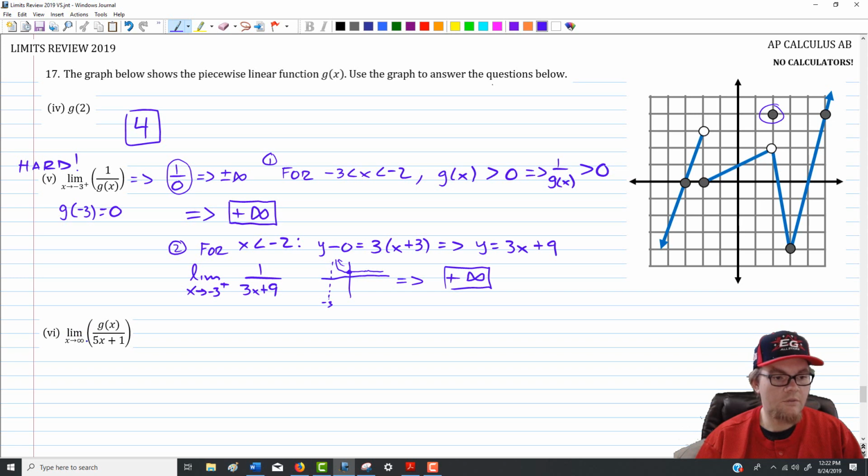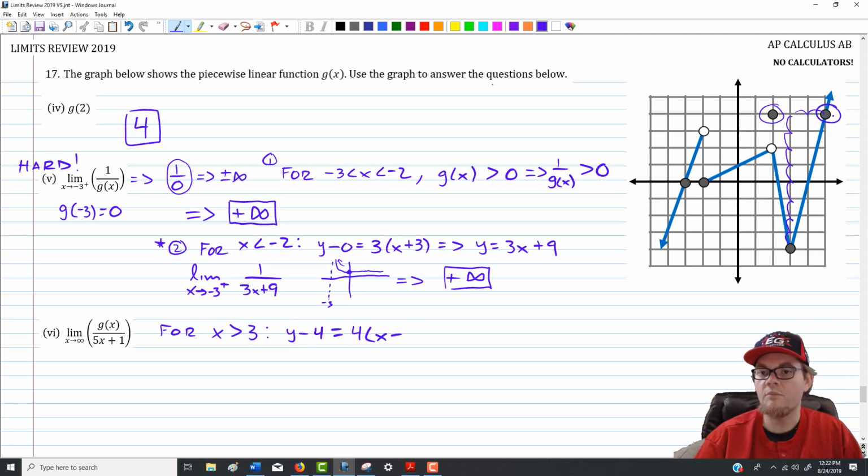Okay, so moving down to 6, we're supposed to evaluate the limit as x approaches infinity. And in a sense, this second option we just did actually provides a really good model for what to do. So as we're going to infinity, those are going to be big x values. So I'm interested in what g of x is doing when x is greater than, let's go with 3. So we know that there's a line over here, looking at the graph in this region. So if I plug in the values, we'll have y minus 4 equals, let's see, we go up 1, 2, 3, 4, 5, 6, 7, 8, and over 2. So the slope is 8 over 2, or 4. And you can see I'm using as my point of context this point over here.